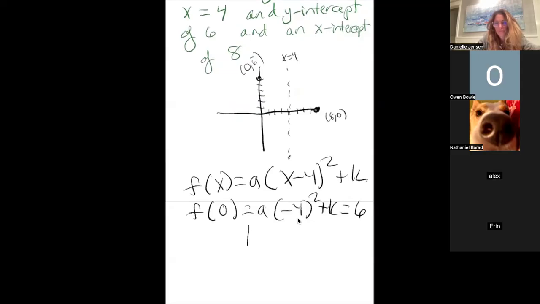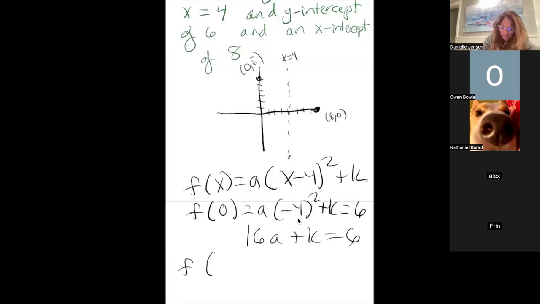Wait, how can we solve it if we have two variables? Well, I'm not going to solve here. I'm going to have an equation with 2 variables, so I'm not going to be able to solve for anything yet. I'm just going to write what this equation is in terms of 2 different variables. So wouldn't this be 16a plus k equals 6?